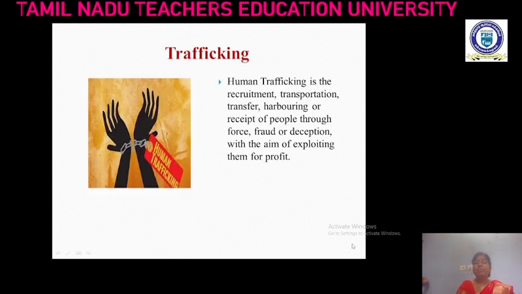Trafficking. Human trafficking is the recruitment, transportation, transfer, harboring or receipt of people through force, fraud or deception with the aim of exploiting them for profit. Men, women and children of all ages and from all backgrounds become the victims of this crime.